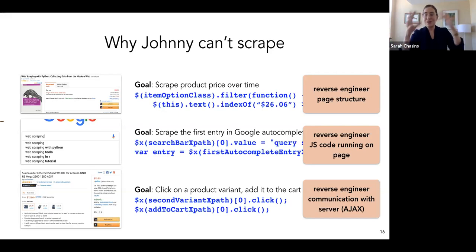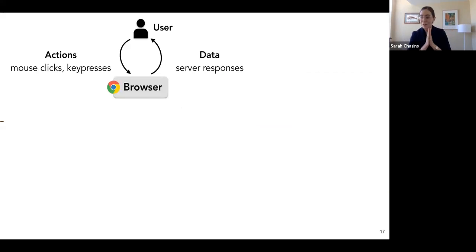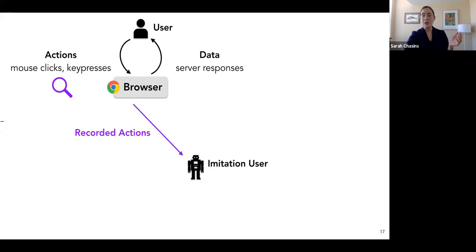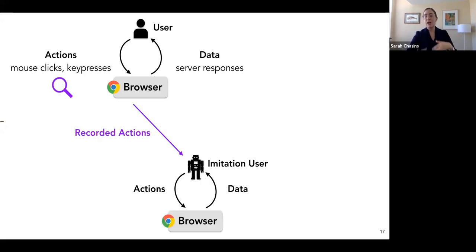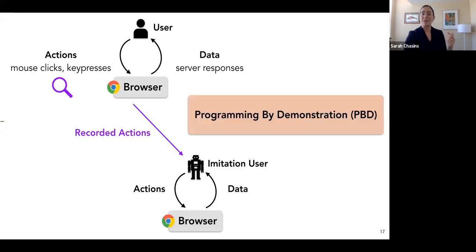So there's all these different things that we have to do in order to actually write these programs. Now, if you're a program synthesis person and you're looking at this problem from a high level, you might say, it looks like what's happening here is the user is doing some actions, the browser is coming back and giving us some data. Let's just take a look at what actions the user is doing. Let's pop those into an imitation user, and let's actually use that to automate our task. This is our programming by demonstration approach.